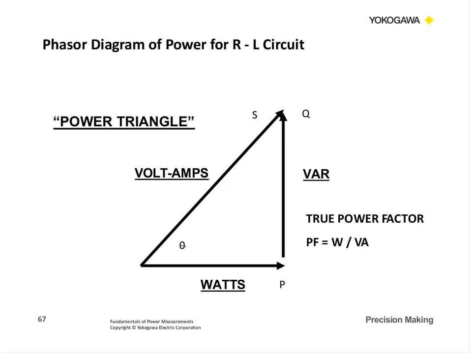So, a little math on where it comes from, with a phasor diagram for an RL circuit. I'm using an L, so an inductive circuit. By convention, the VARs are drawn vertically. This is the volt-amps on the hypotenuse of the triangle and watts on the base. With our trig functions, the power factor is the watts divided by the VA, the base of the triangle divided by the hypotenuse. That gives us our power factor.